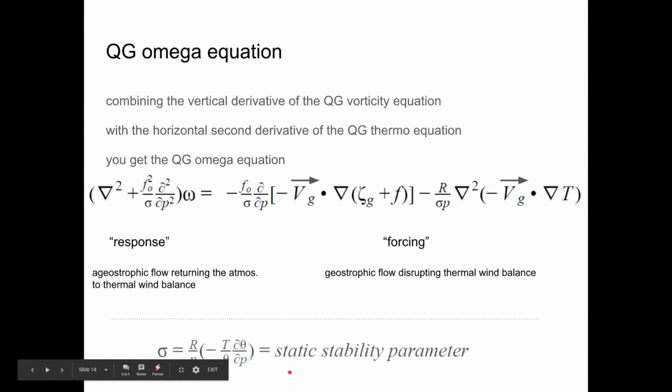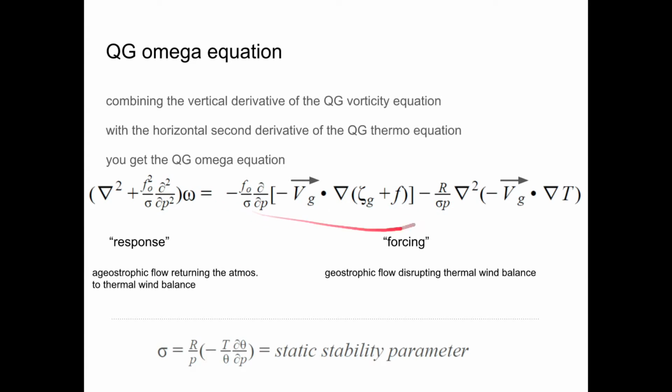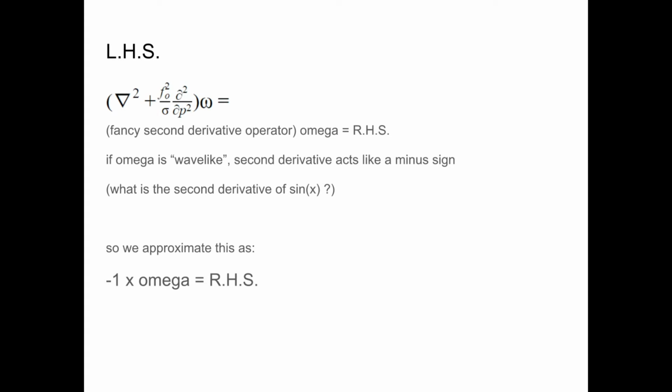We sort of redefine the static stability parameter, and you can see this minus T over theta, d theta dp, multiply it by R over p, and we sort of call this Greek letter sigma. So you can see that showing up in the denominator on both these forcing terms, as well as this vertical derivative in the left-hand side. So let's take a look at this equation sort of term by term.